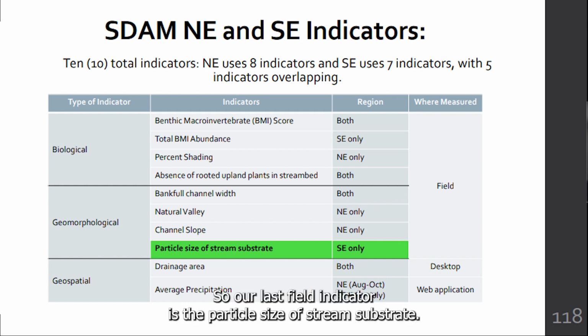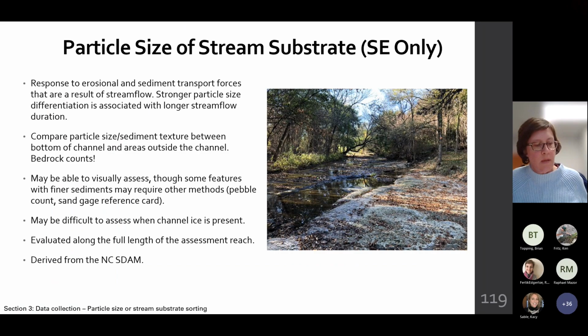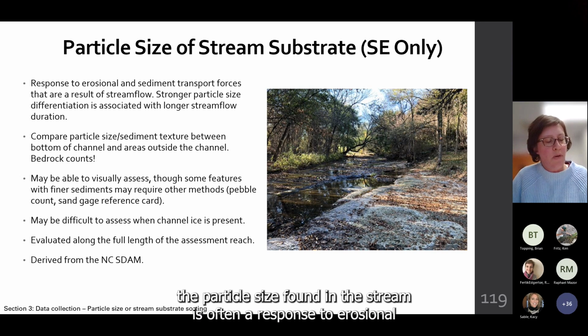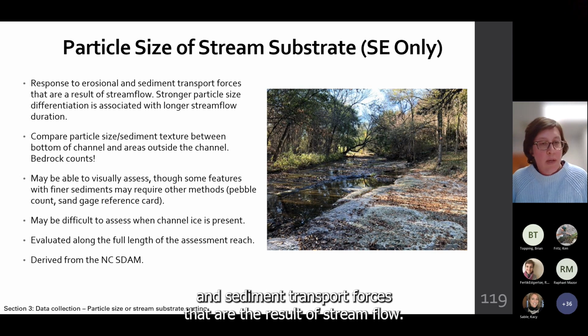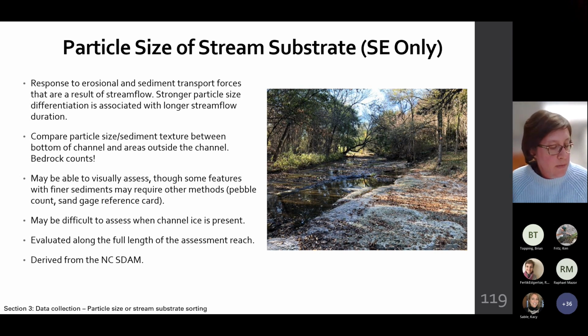All right, so our last field indicator is the particle size of stream substrate. This would be southeast only. So this metric is the particle size found in a stream, which is often a response to erosional and sediment transport forces that are the result of stream flow. And so stronger particle size differentiation is associated with longer stream flow duration.